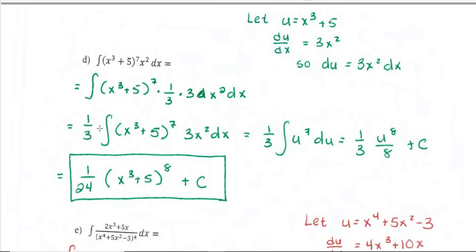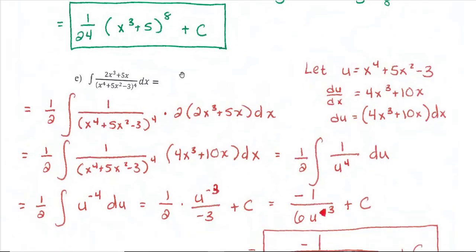And I have 1/3 times the integral of (x cubed plus 5) all to the 7th times that 3x squared dx. This now matches my u exactly. This now matches my du exactly, and we just have this lingering 1/3 that'll just carry through. So when I do my u substitution, that gives me 1/3 times the integral of u to the 7th du. So that's going to be 1/3 times u to the 8th over 8 plus c. That 1 over 3 times that u to the 8th over 8 is going to give me a 1 over 24 times u to the 8th. But again, we need to plug back in what u is, so we get 1 over 24 times (x cubed plus 5) all to the 8th plus c.